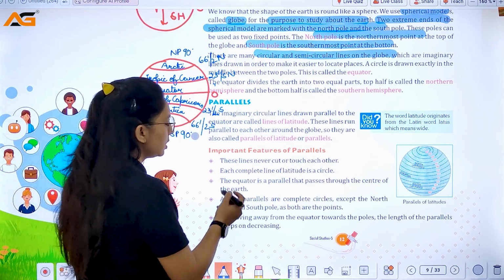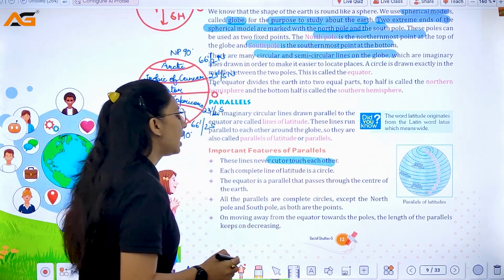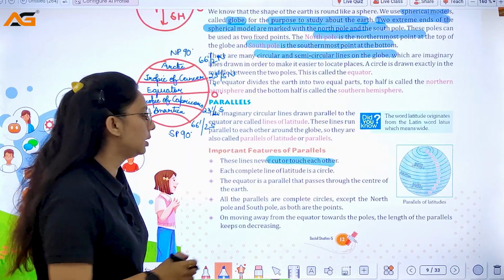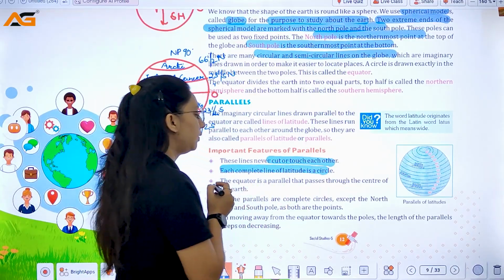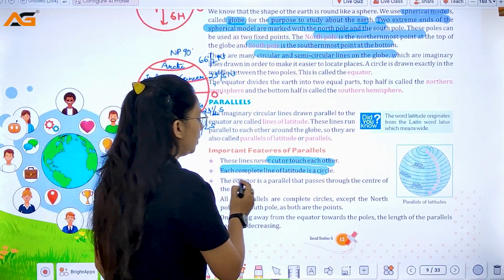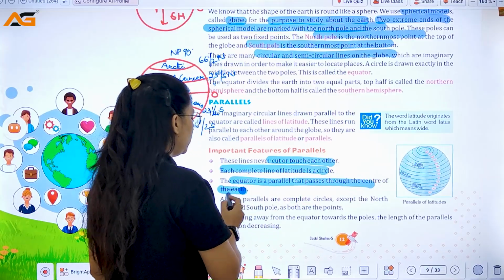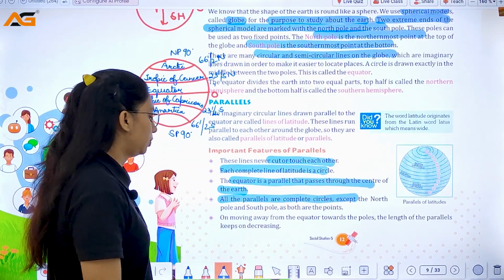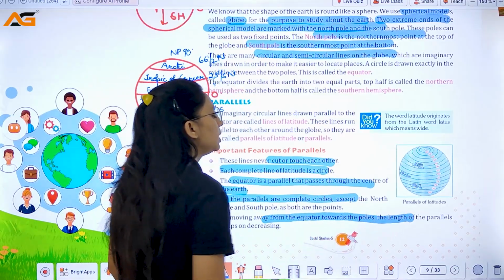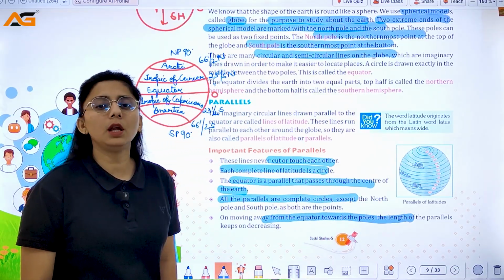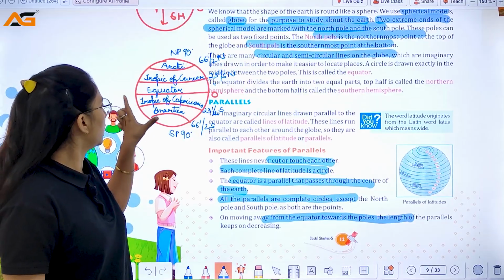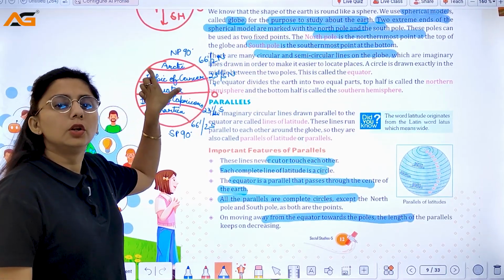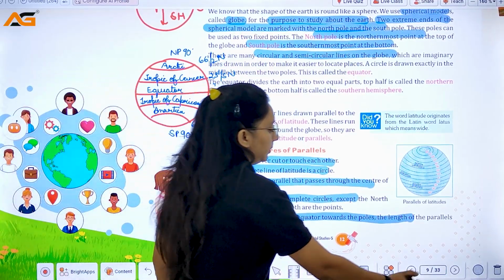And let's study about its important features. These lines never touch or cut each other. Each complete line of latitude is a circle, and the equator is the parallel that passes through the center of the earth. All parallels are complete circles except the North Pole and South Pole. On moving away from the equator towards the pole, जो लेंथ होती है पैरेलल की वो घटती रहती है. यहाँ बड़ी, यहाँ छोटी हुई, यहाँ उससे बड़ी, उससे छोटी, तो ये डिक्रीज करती है.